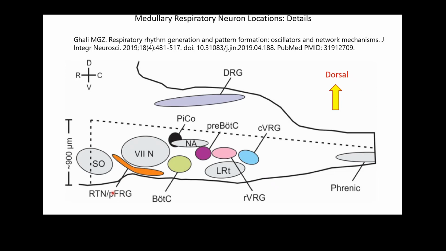And here's the retrotrapezoid or parafacial respiratory group. And here's the dorsal respiratory group here. It's just a sagittal slice instead. You'll notice that dorsal is up here, so this is the ventral surface. And that's a picture out of Galley's paper that you've probably seen.